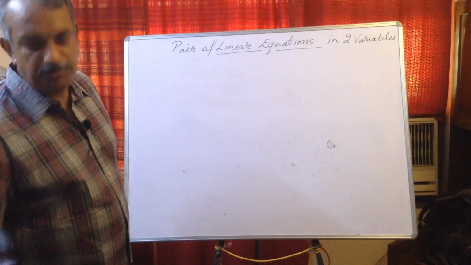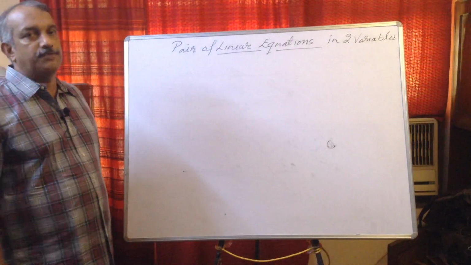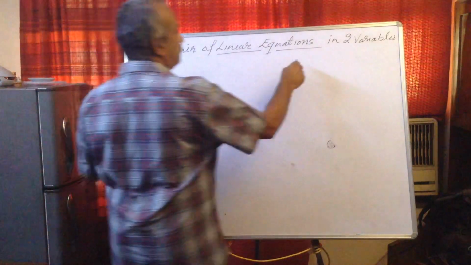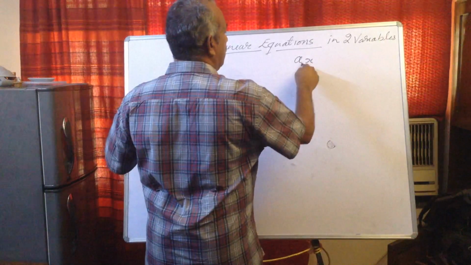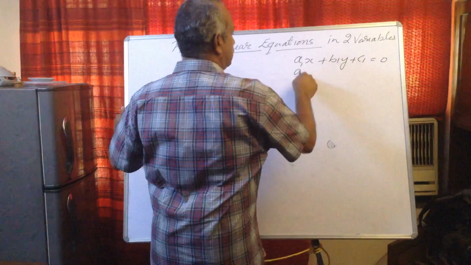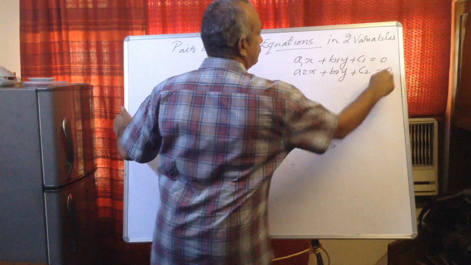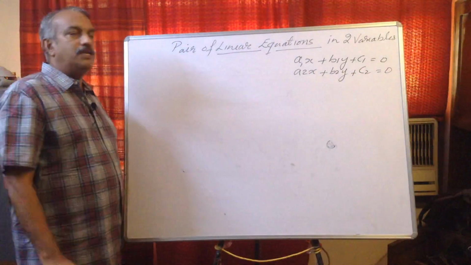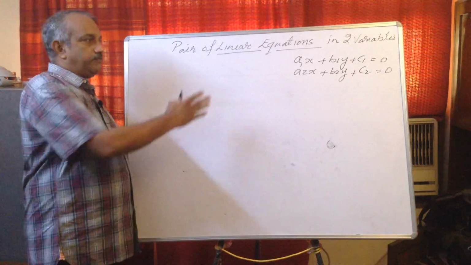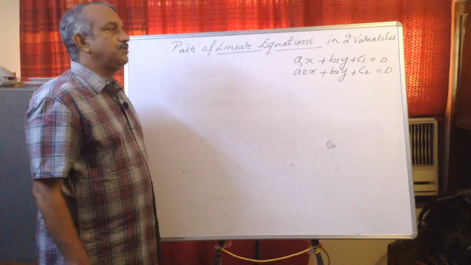Now there is a relationship between the coefficients, the number of solutions and the graphical representation of a pair of linear equations in two variables. Now the standard form of a pair of linear equations is a1x plus b1y plus c1 is equal to 0 and a2x plus b2y plus c2 is equal to 0. This is a pair of linear equations in two variables. Now the coefficients are a1, a2, b1, b2, c1, c2.